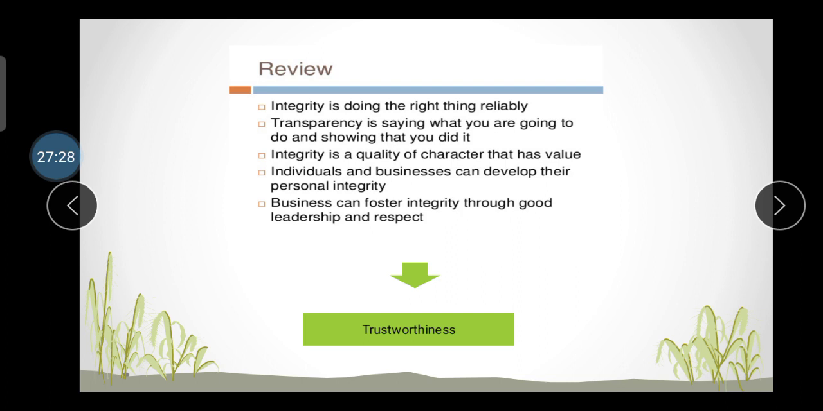So always create honesty, integrity, and transparency. It automatically creates trustworthiness for your business, and it creates long-term benefit for your business.